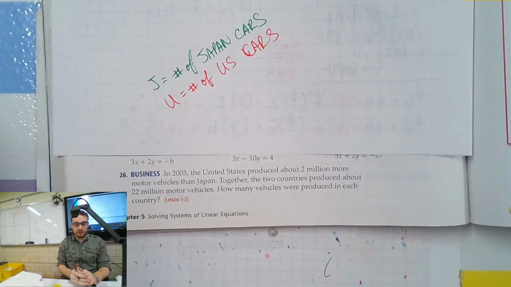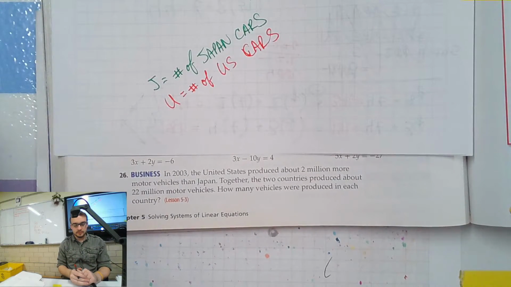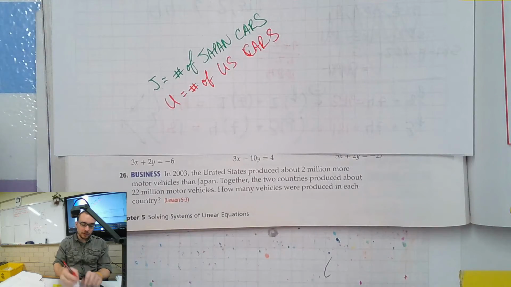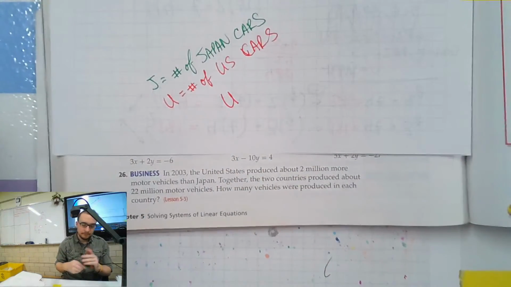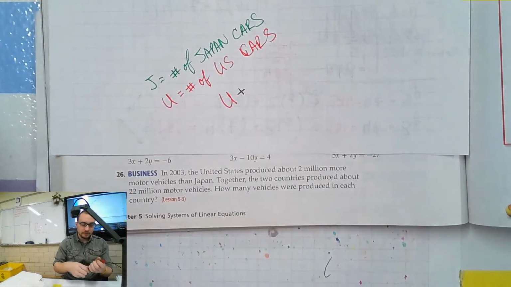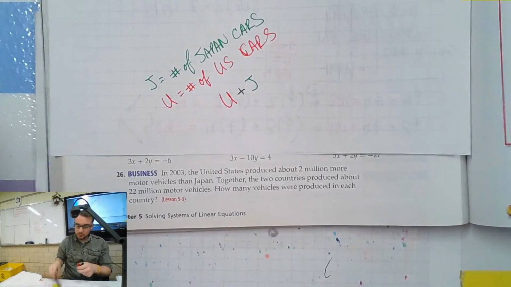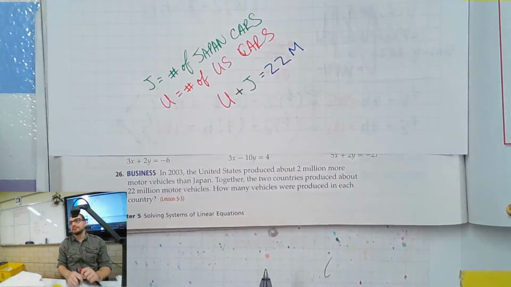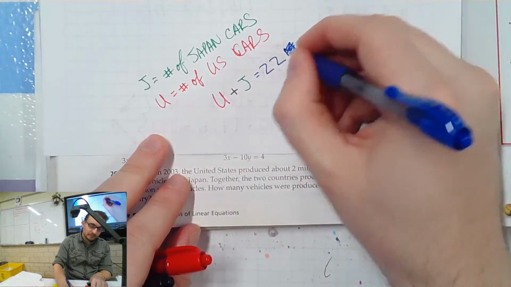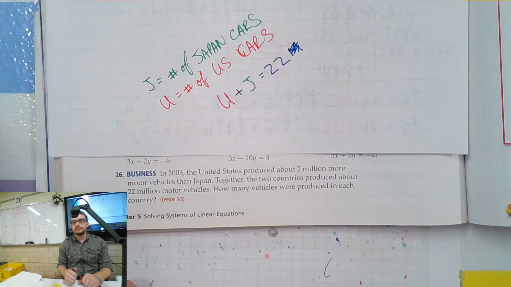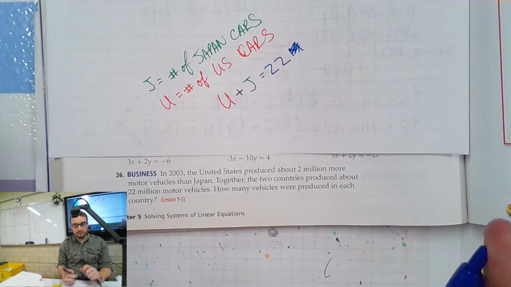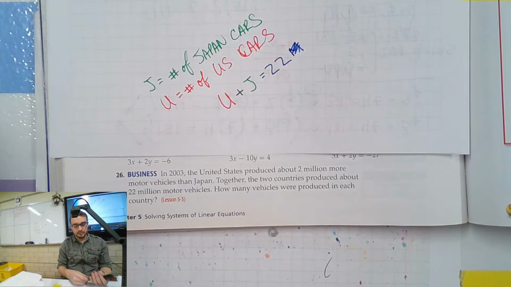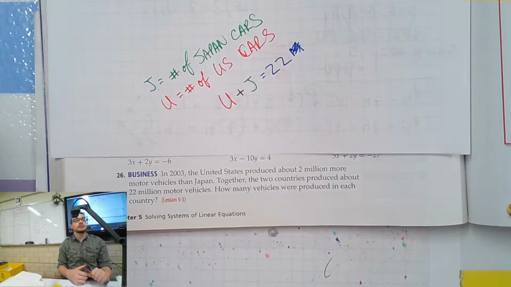Now, what's the relationship? Let's talk about the relationship that we know. Together they did 22 million. So if I do U, what? Yep, 22 million. We'll do 22M. Okay. Let's just do 22. I don't want you to think that's a variable. What else do we know about the relationship? The United States produced about 2 million more than Japan. How do we write that? We don't need an inequality. We can write it with an equal statement.